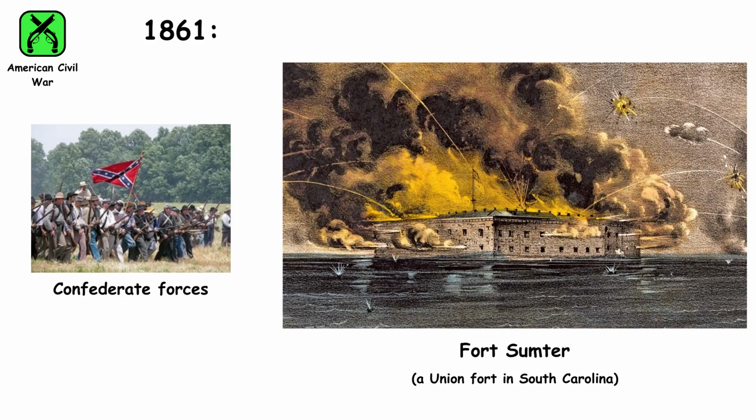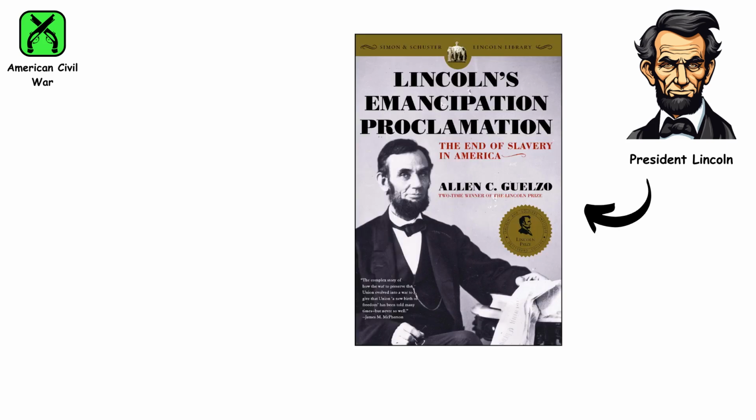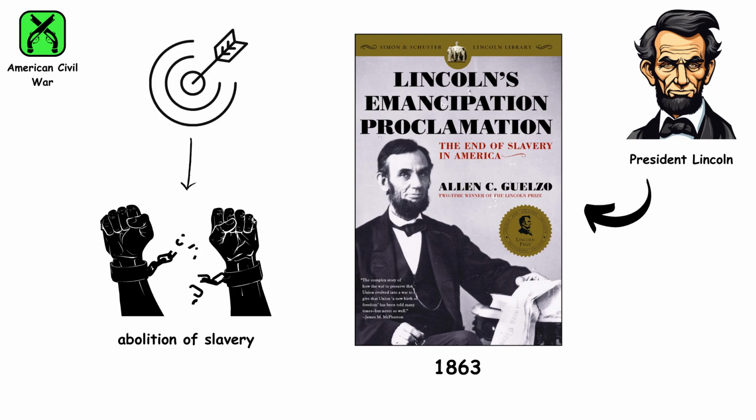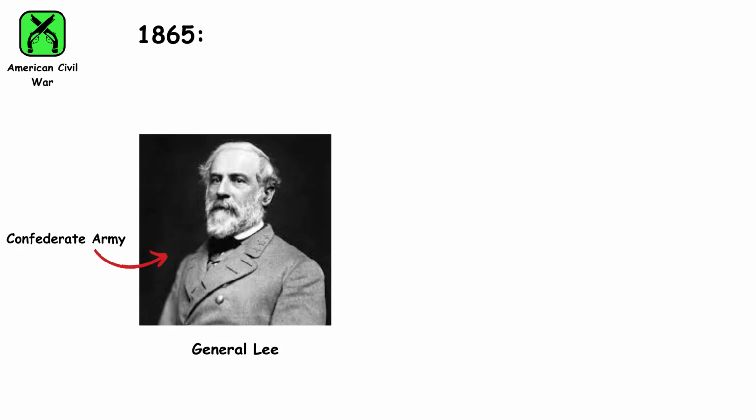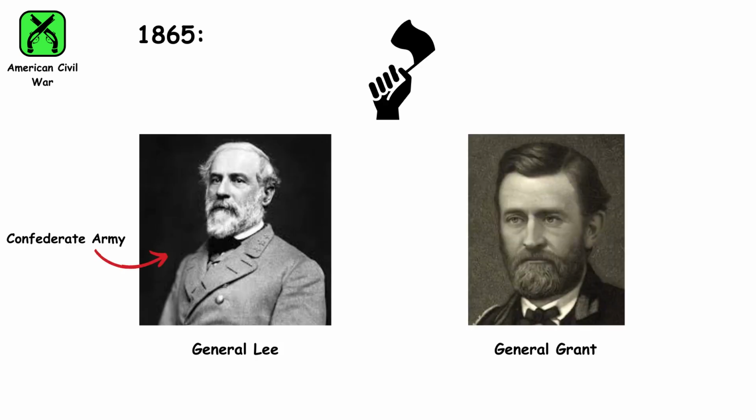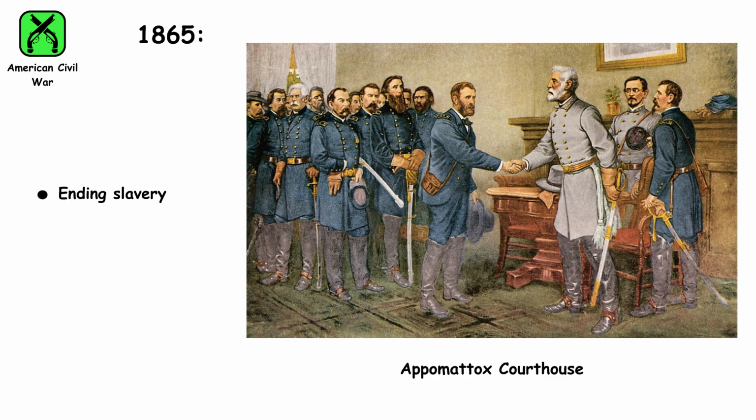After various conflicts, President Lincoln's Emancipation Proclamation in 1863 redefined the war's purpose, emphasizing the abolition of slavery. The relentless Union campaigns, including Sherman's devastating March to the Sea, weakened the Confederacy. The war culminated in 1865 when General Lee, the commander of the Confederate Army, surrendered to General Grant, the commander of the Union Army, at the Appomattox Courthouse, ending slavery and ending the war.